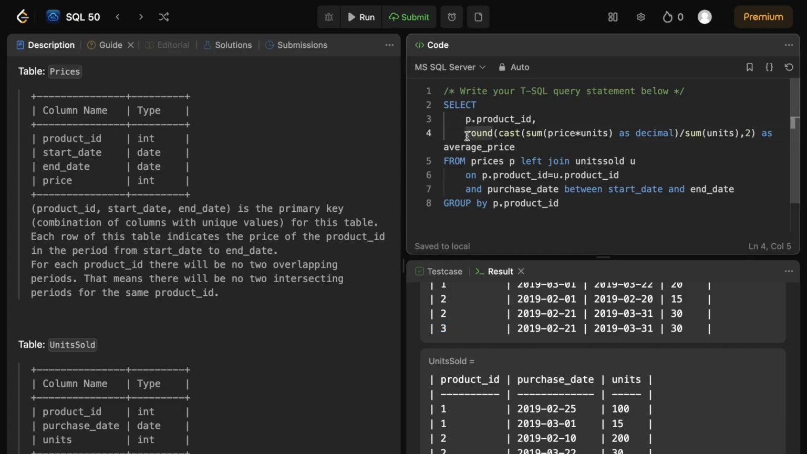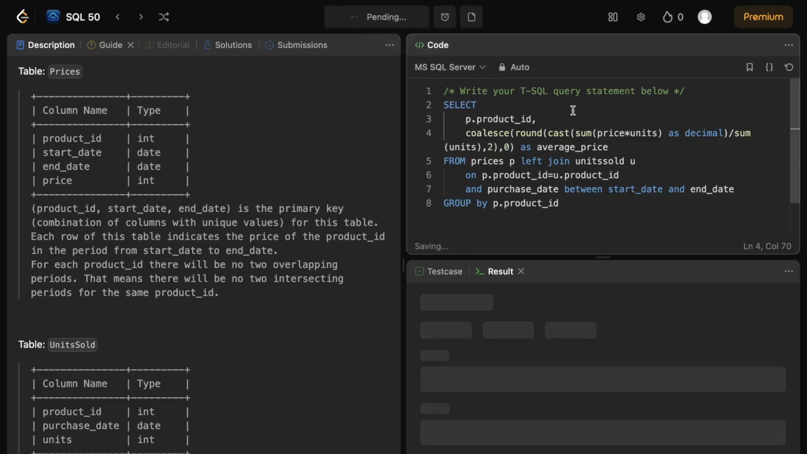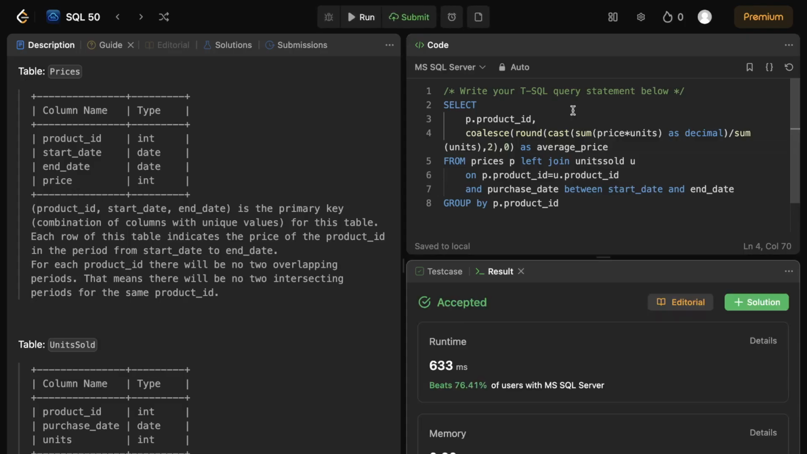So let me simply do a coalesce over here. Now let's submit it. Yeah, so now all my test cases have passed.